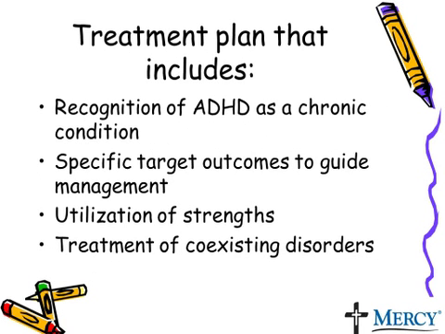So the treatment plan includes the fact that we recognize ADHD as a chronic disorder. We want specific target outcomes to guide the management. What are the chief concerns? What are the top priorities? What do we really want to work on first? Again, going from a strength-based perspective, what is the child good at? And how can we maximize those strengths and encourage the development of those strengths?